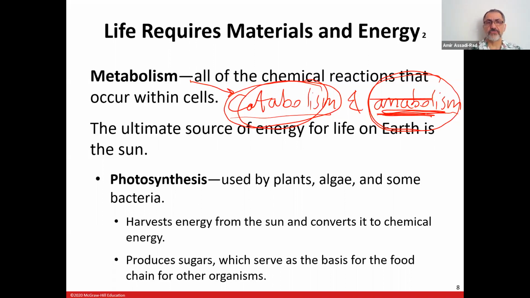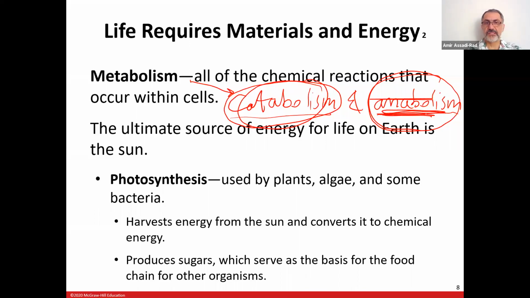Of course, everything comes from the sun. If there was no sun, then we would not have photosynthesis. Based on photosynthesis, other organisms eat the product of photosynthesis. They eat plants, and then we eat other organisms, or we eat plants. So the sun is the ultimate source of energy on Mother Earth.